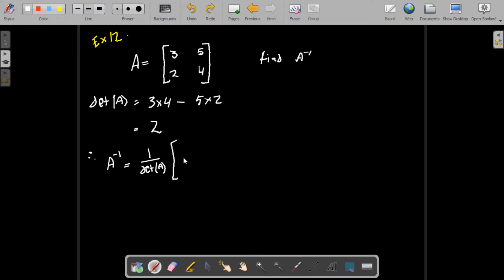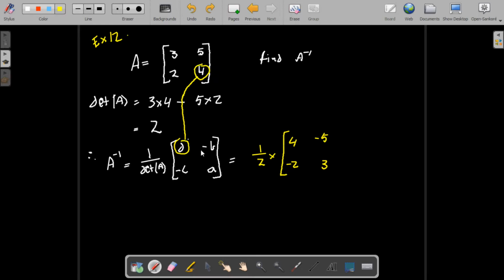Now you can go one step further, leaving it like that is okay. Another option is to get rid of that half by putting it into the equation. So it'll be 4 halves, minus 5 halves, minus 2 halves and 3 halves. Okay, you can leave it like that, or you can simplify it a little bit more. 4 divided by 2 is 2. We'll just leave that as 5 halves. That'll be minus 1, and that'll be 3 halves.